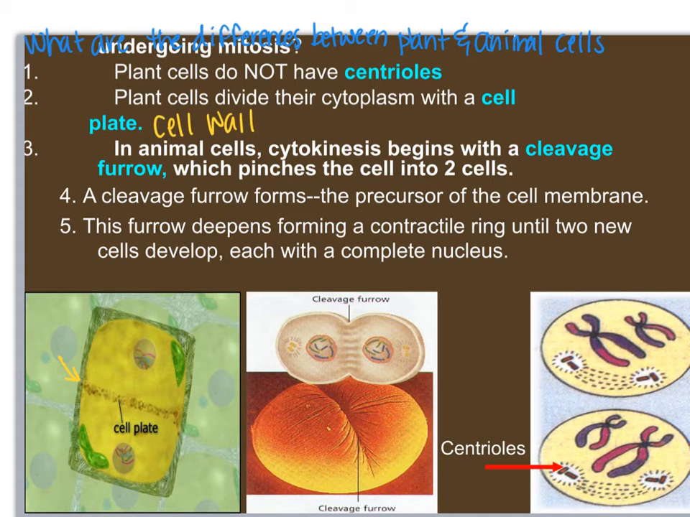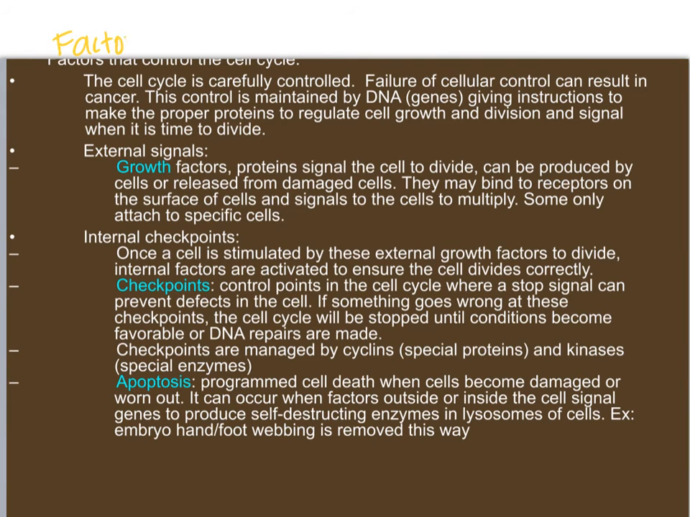In animal cells, they have what's called a cleavage furrow. So it's that pinching between the cells. And then as the cleavage furrow forms, that becomes the cell membrane. And it's going to form a contractile ring, eventually pinching off those. You can kind of see the contractile ring here. So it's pinching off to become two new cells. So this brings us to factors that control the cell cycle.